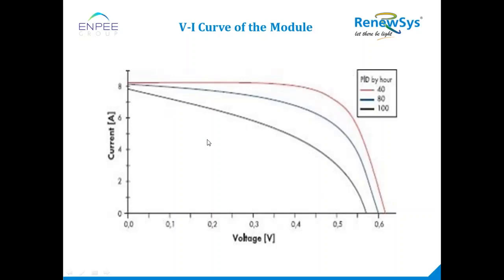And you see the drop in current is considerably less, whereas the drop in voltage is considerably high. Similarly, if you extend it to 100 hours, this is how it looks. It looks like a more straight line, where there is a huge drop in terms of fill factors and other things.